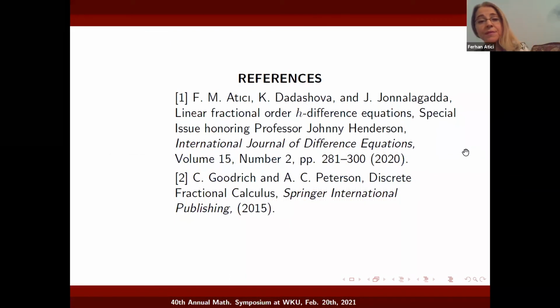Here are some references that we can mention. This paper was published last year to honor Professor Johnny Henderson for his 70th birthday. And another reference is a book by Christopher Goodrich and Ellen C. Peterson, Discrete Fractional Calculus. This is a book that may be considered a basic book for beginners, and it's also a book for researchers who are experts in this area.